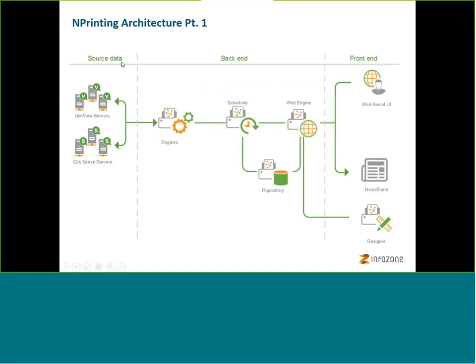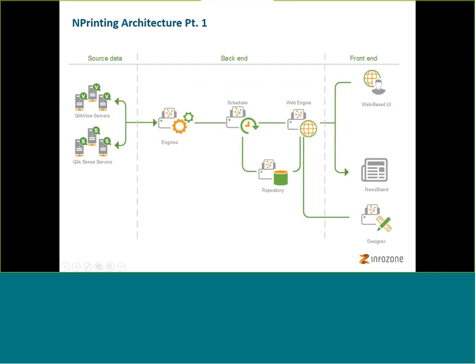So if we look at the left side here, here's our QlikView and Qlik Sense servers. Now these can be a single node deployment or multi-node deployment. Of course, performance always goes, or usually goes up when you have a multi-node deployment because you have more servers taking on the load of work, whether it's CPU, RAM, or hard drive space.